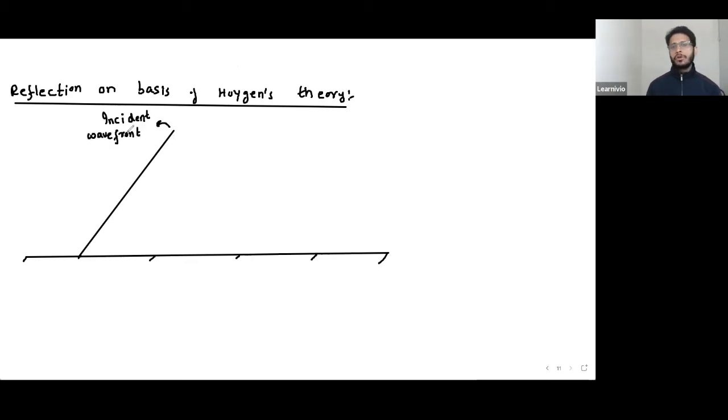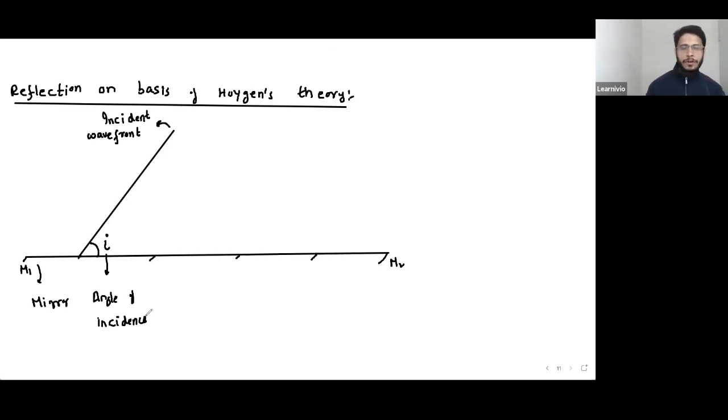Now you have to draw your reflected wavefront. And this is the mirror, M1, M2. Now you're supposed to draw your reflected wavefront. The angle between the incident wavefront and the mirror is known as the angle of incidence. This is the angle of incidence. Now you need to draw the reflected wavefront.